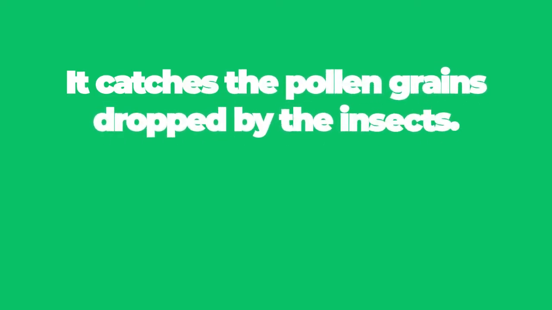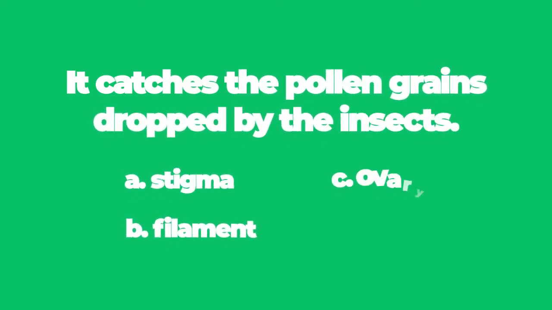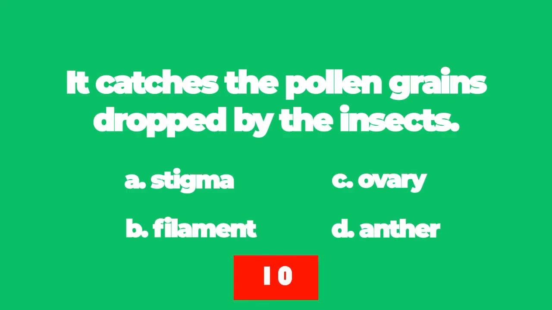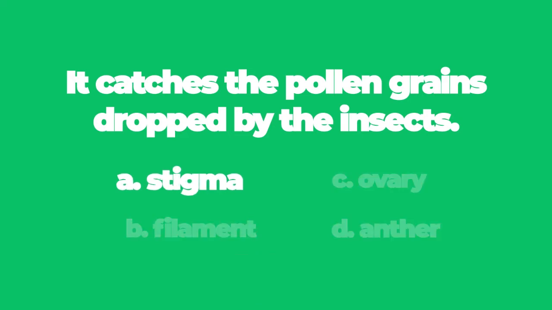Number two. It catches the pollen grains dropped by the insect. A. Stigma. B. Filament. C. Ovary. D. Anther. A. It is the stigma that catches the pollen grains dropped by the insect.